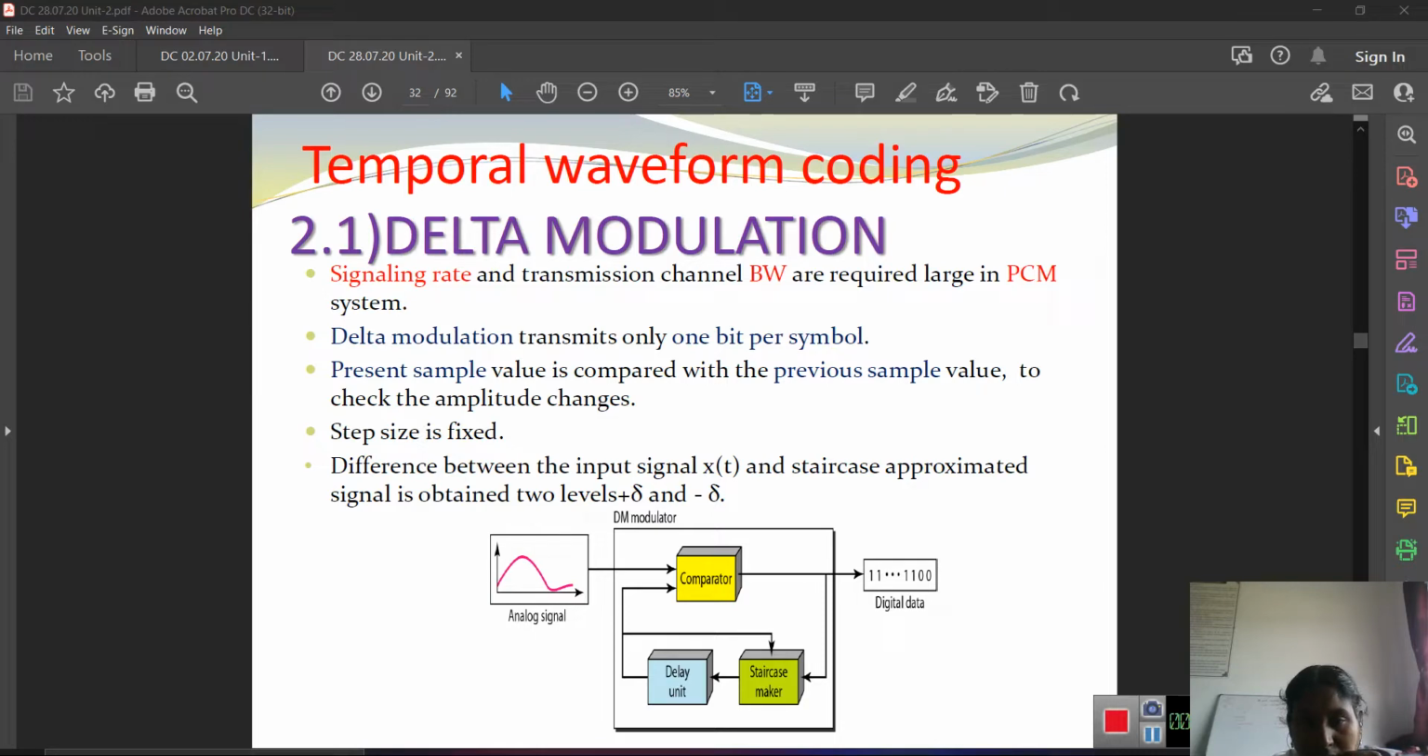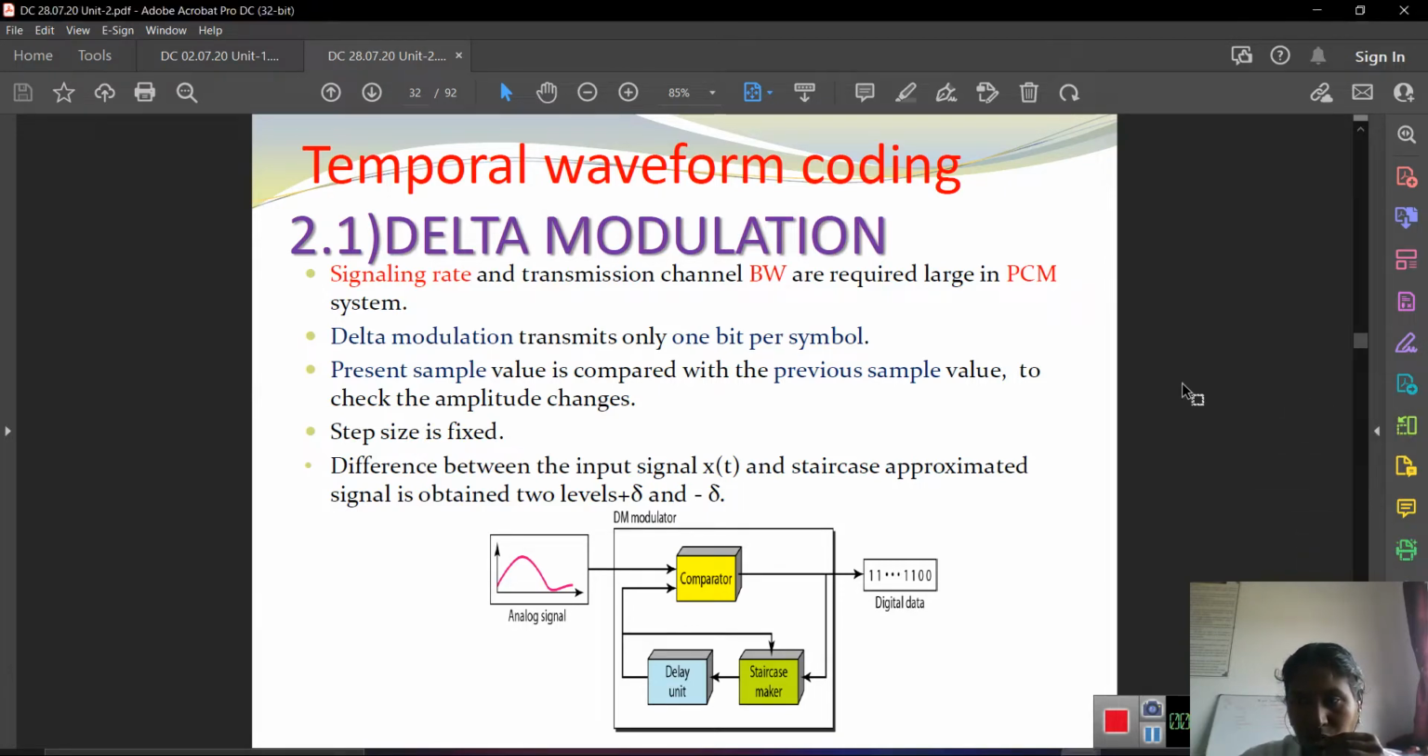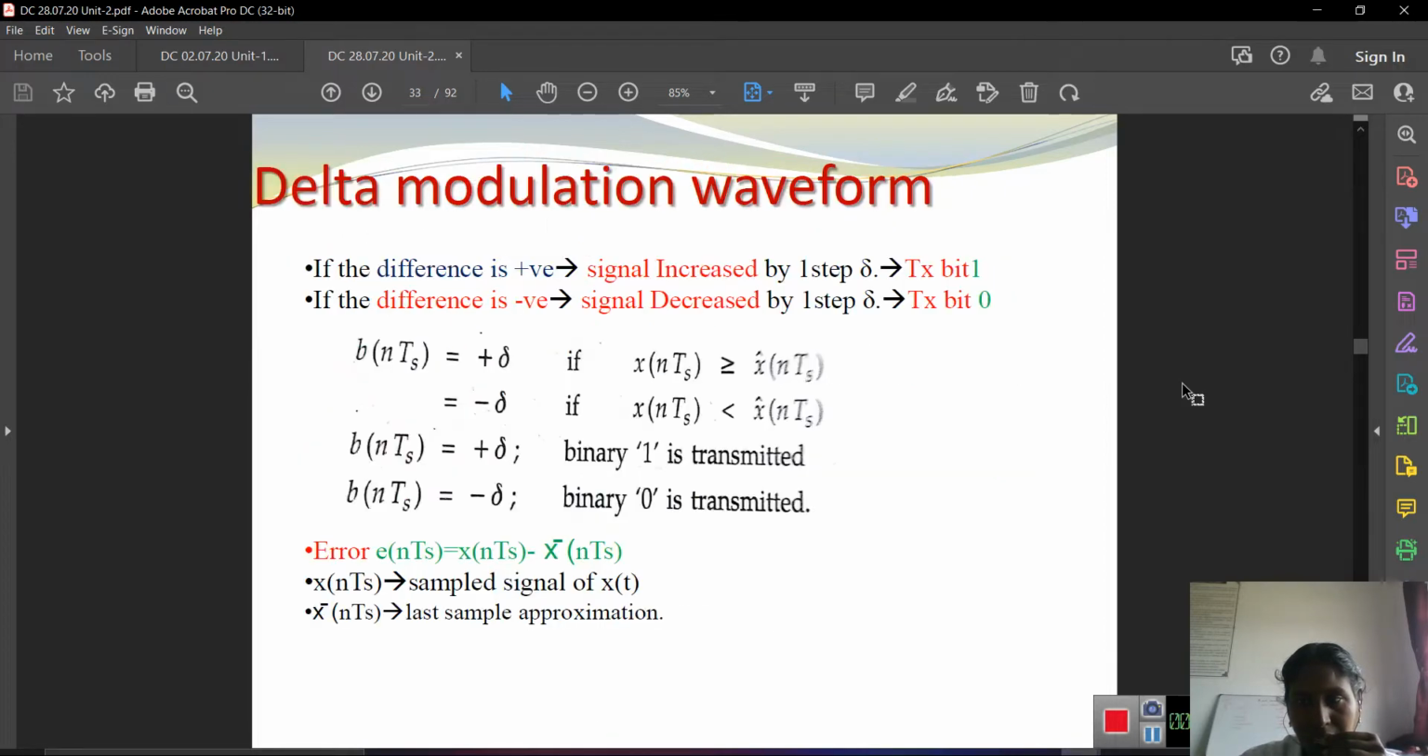Here the step size is fixed. The difference between the input signal x(t) and the staircase approximated signal is obtained at two levels: one is plus delta and the other is minus delta. Now we see the delta modulation waveform.